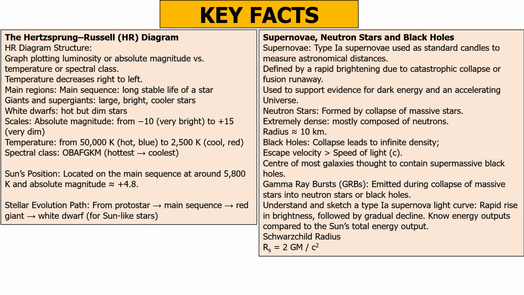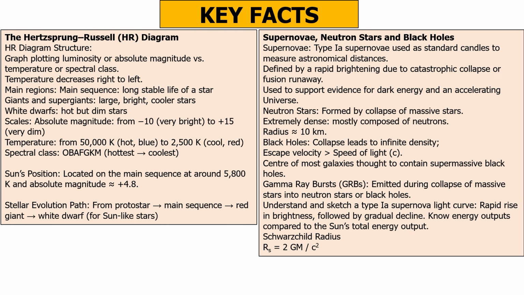The definition of a supernova is a rapid increase in the absolute magnitude of an object, usually caused by a catastrophic collapse or fusion runaway event, and is used to support evidence for dark energy and the accelerating universe. Neutron stars are formed by the collapse of massive stars. They're extremely dense and composed mostly of neutrons. The radius of a neutron star is about 10 kilometers.